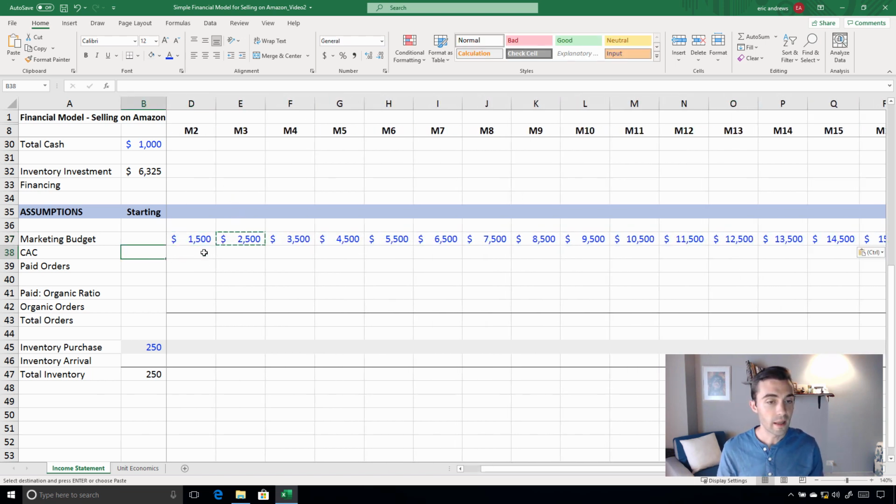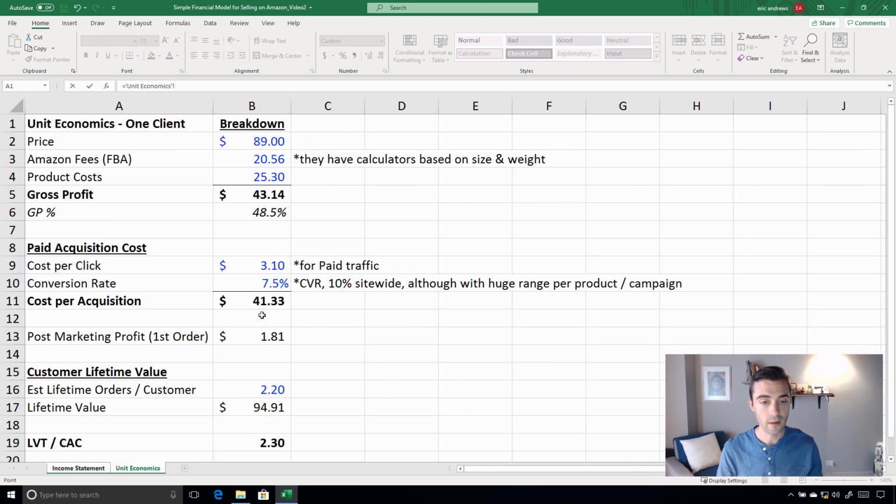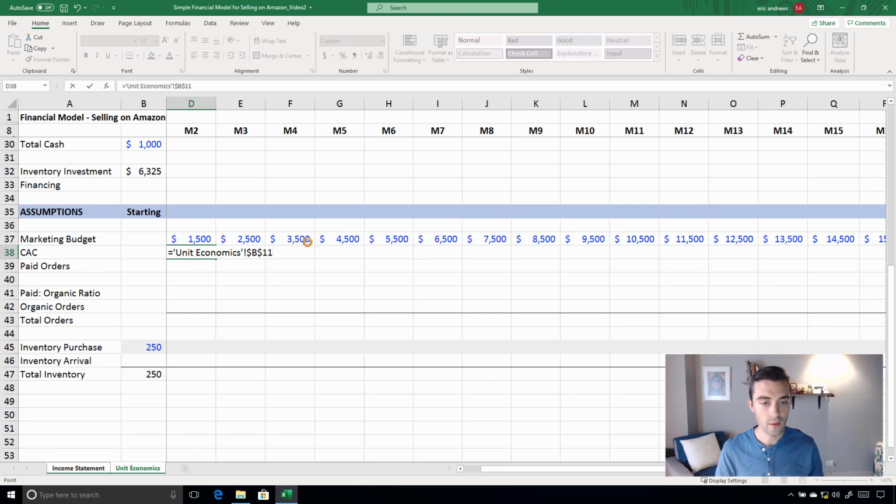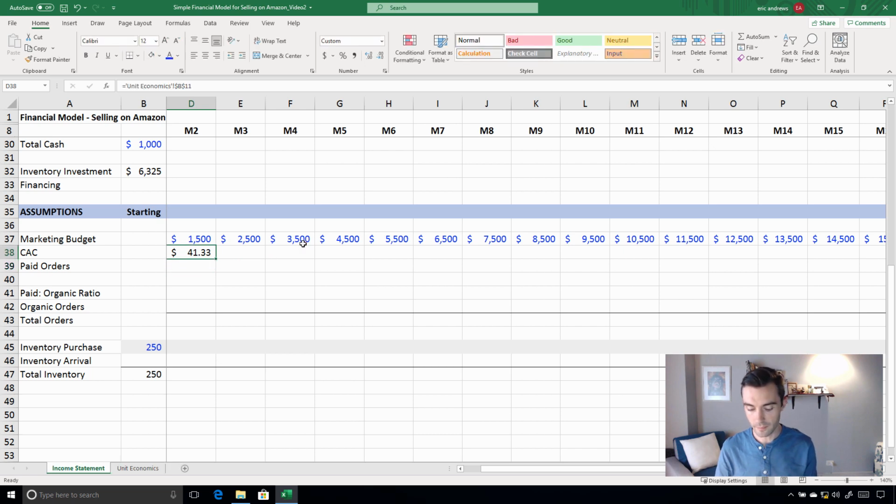Okay. And we know what our CAC is, customer acquisition cost. We already calculated it. We believe that it's going to be $41. I just tapped F4, which locks the column and the row. So now I will be able to copy this formula.